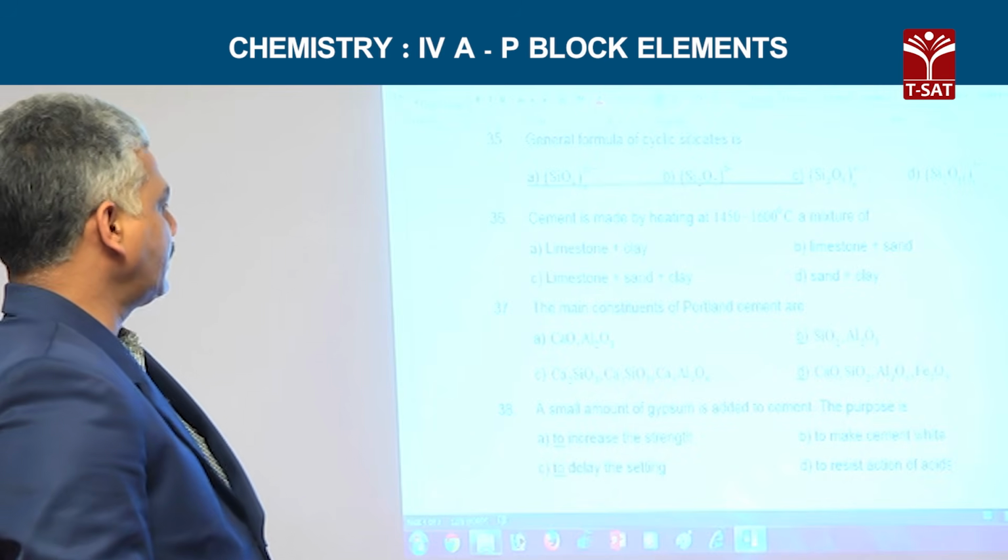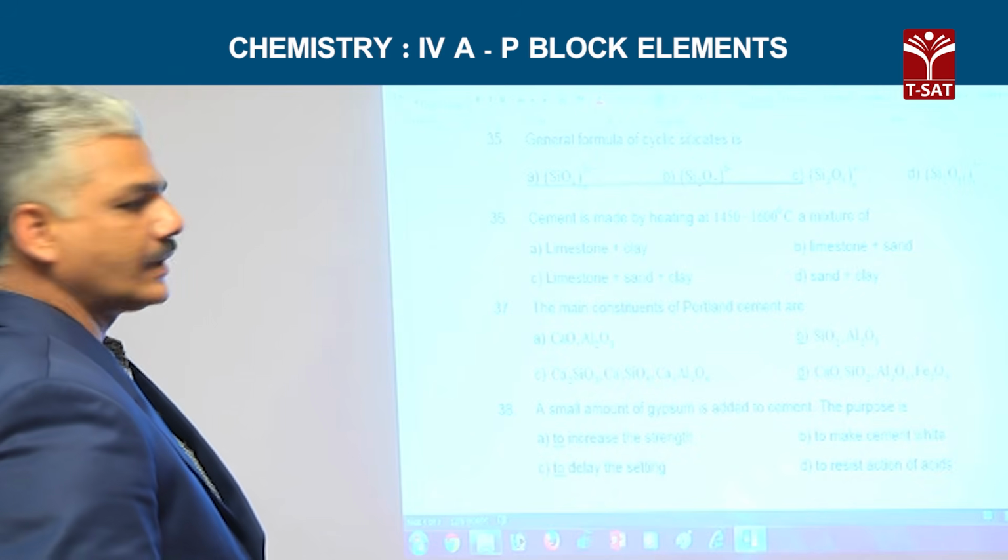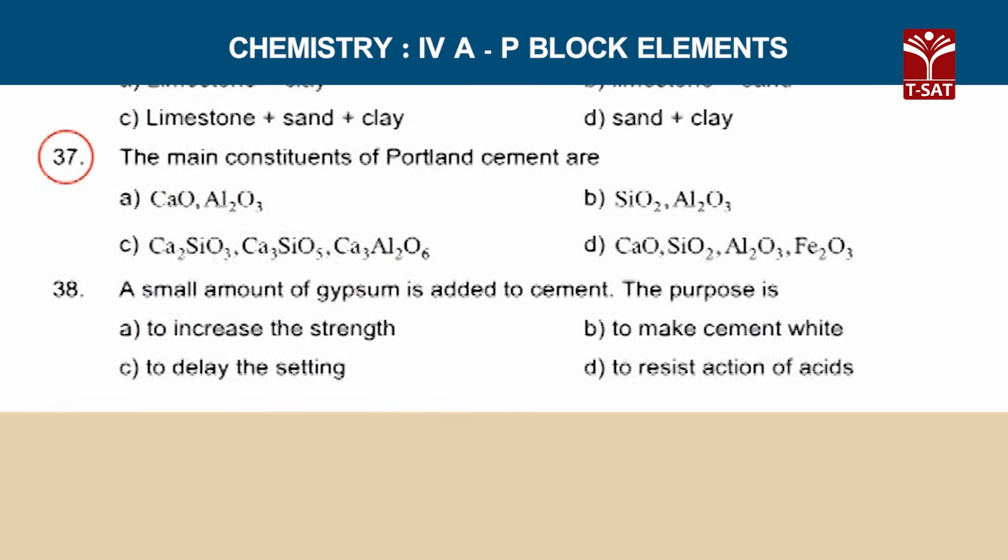37th question. The main constituents of Portland cement are. Given options are calcium oxide, aluminum oxide; silicon dioxide, aluminum oxide; calcium silicate, calcium aluminate; calcium oxide, silica, alumina and iron oxide. Correct option is C.